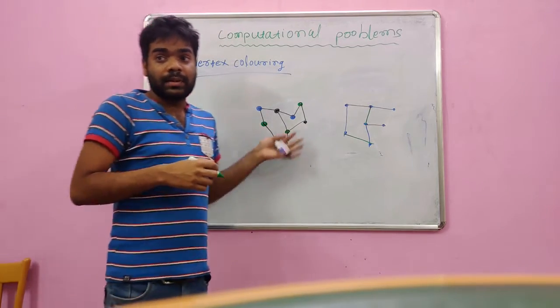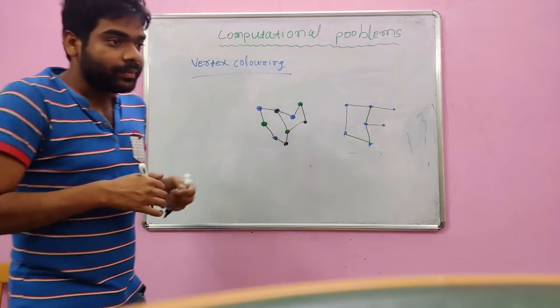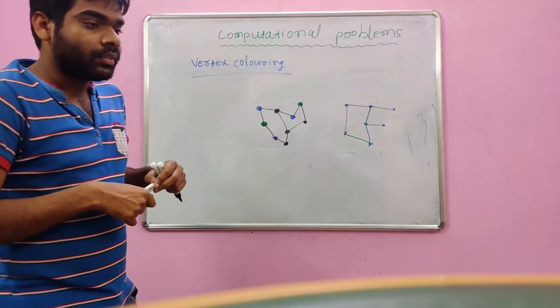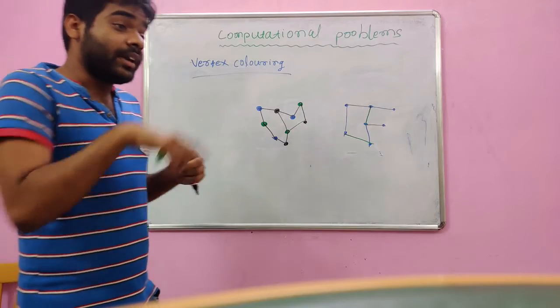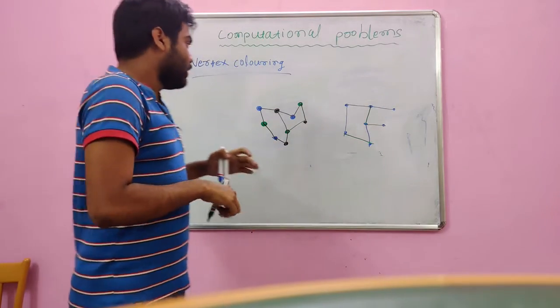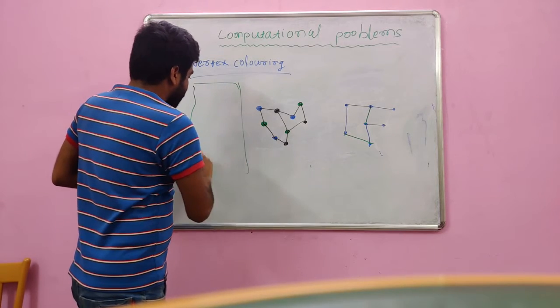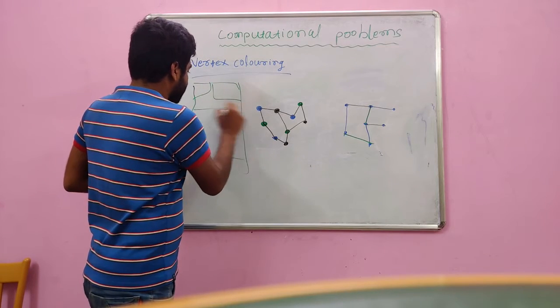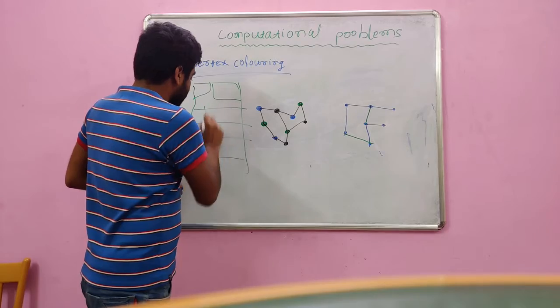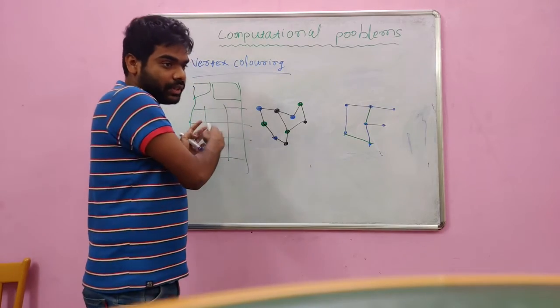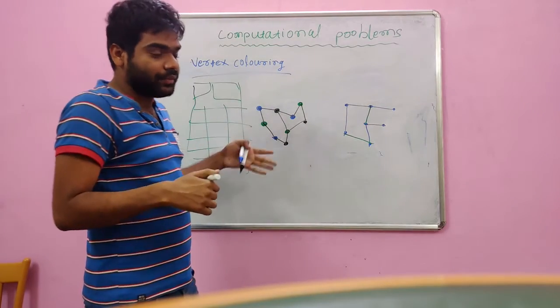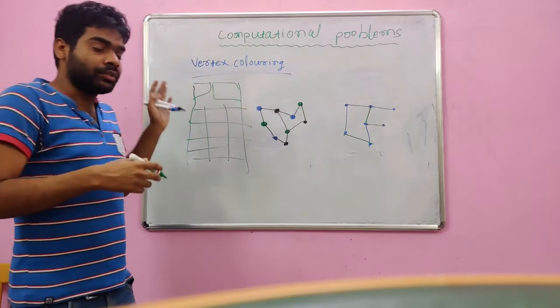So this helps us. Suppose we need to color our Indian map, that also we can do. Suppose this is the map of a country, then we have different states, right? Like this. So all of them will have different colors. So graph theory can help us in finding this solution.